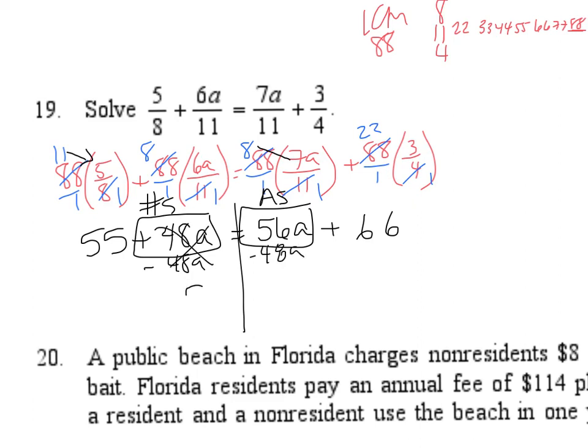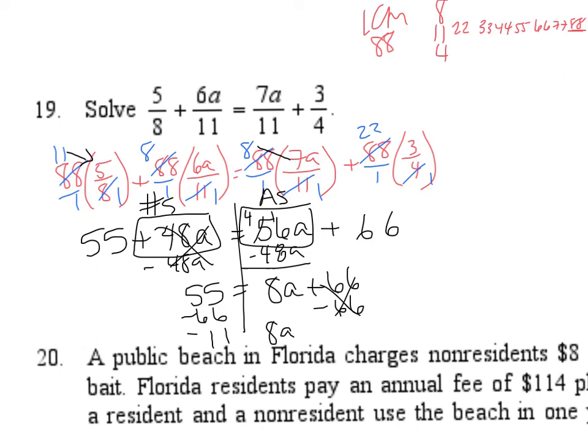This cancels, so I have 55 equals. Then I have to subtract, so I get 8a plus 66. Now I'm going to subtract 66 from both sides. I'm running out of space, so I get 8a, and I'm going to get negative 11. So now, because I ran out of space, I'm just going to rewrite this up here. I have negative 11 equals 8a.